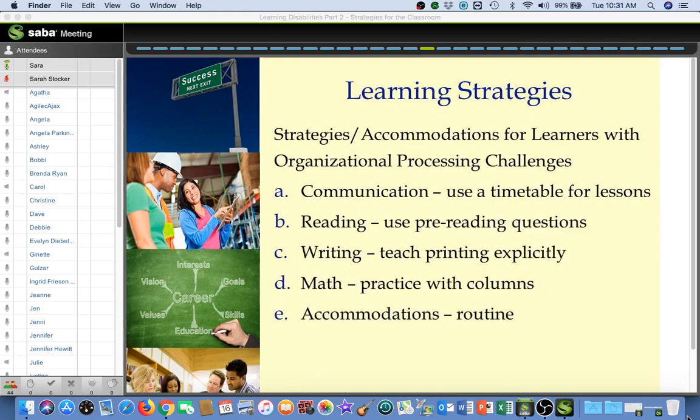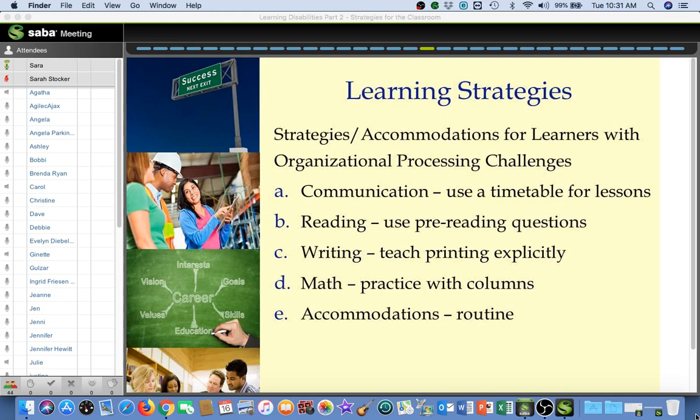Here are some examples of strategies and accommodations for learners with organizational processing challenges. So for communication, directions will likely need to be repeated and given in multiple formats, so oral and written. Using a timetable for lessons works really well here as well. In terms of reading, use pre-reading questions. For example, what's the text about? What's the purpose of the reading? And discuss the format of the text and how they can navigate it.